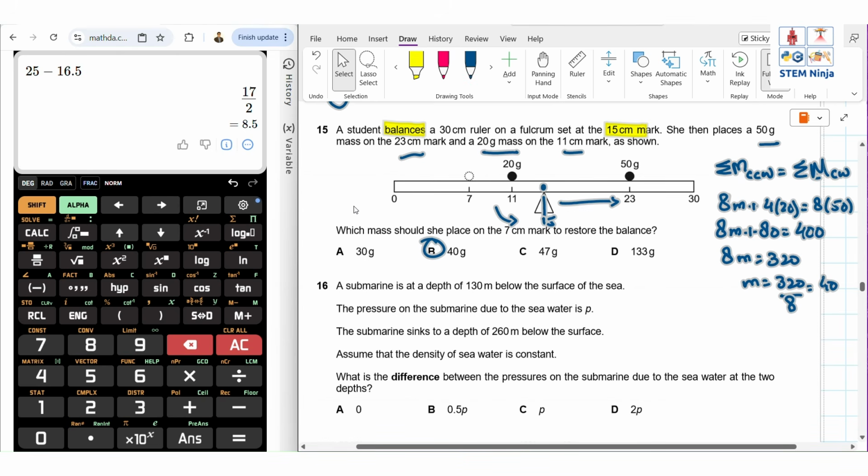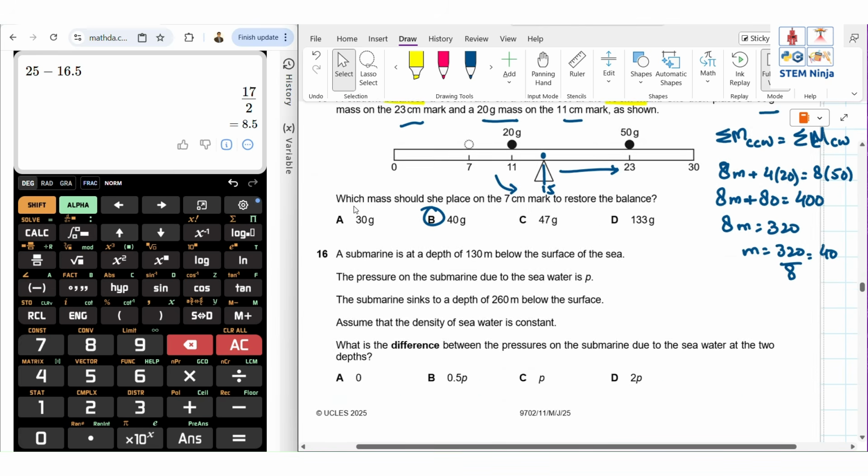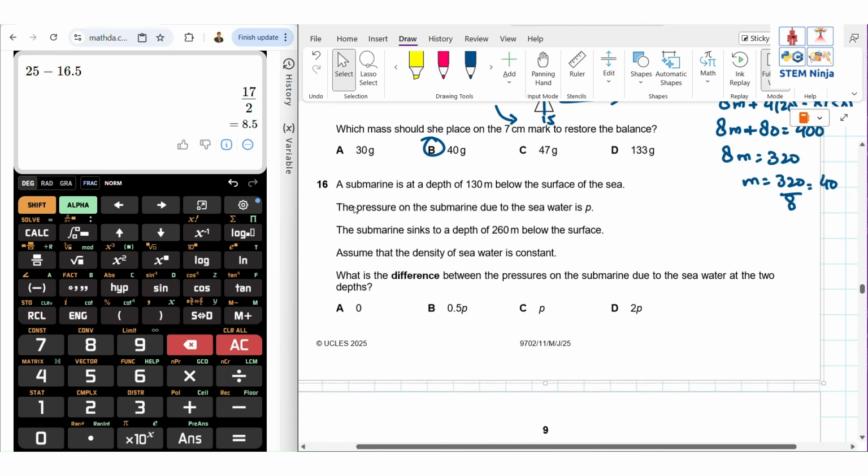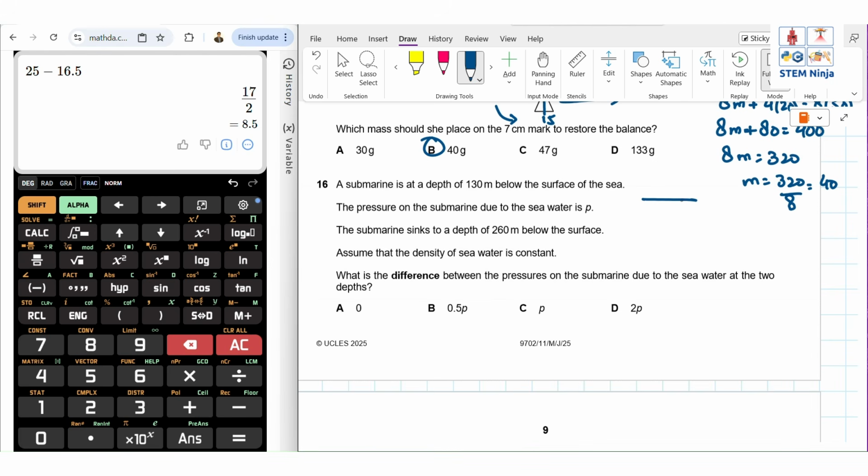Simple math. Okay. A submarine is at a depth of 130 meters below the surface of the sea. So submarine over here, 130 meters. The pressure on the submarine due to the seawater is P. The submarine sinks to a depth of 260 meters below the surface. Assume that the density of the seawater is constant. What is the difference between the pressures on the submarine due to seawater at the two depths?